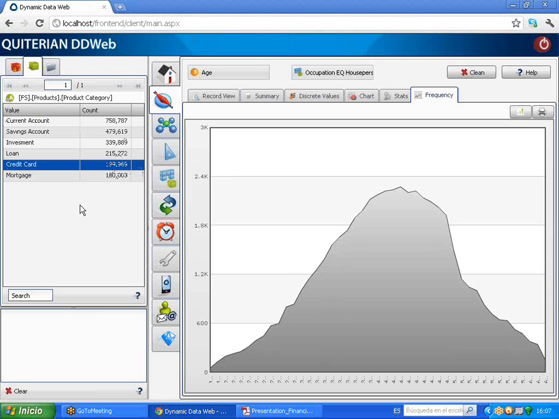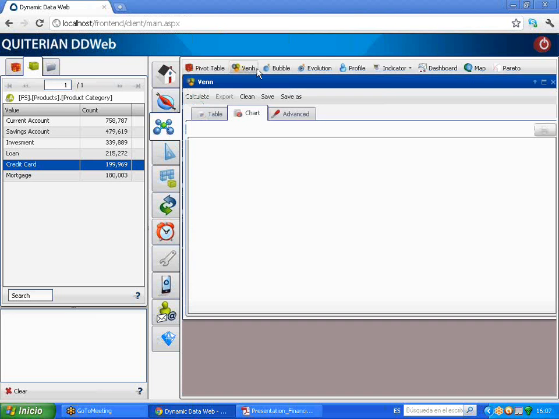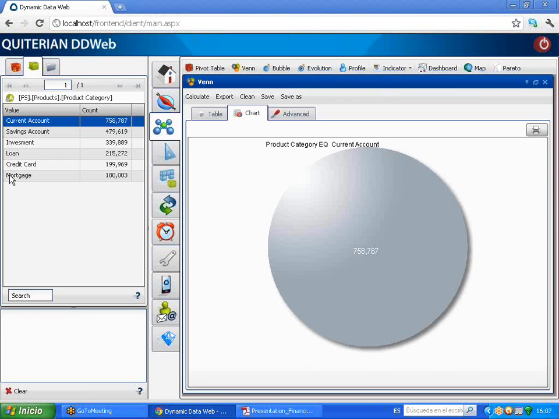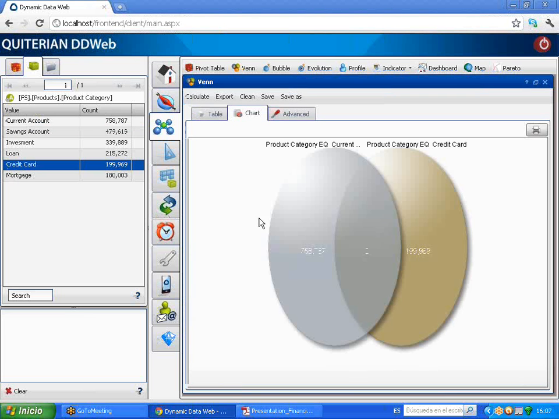Let's say that it's very typical for a bank to try to offer you a credit card when you open a current account. So I want to understand if there is any real opportunity in offering credit cards to my current account holders. For that purpose, I'm going to use the Venn diagram, that is one of our specific techniques of analysis, by crossing information between the current accounts and the credit cards. As you can imagine, the intersection is 0. Why? Because we are talking in terms of products.